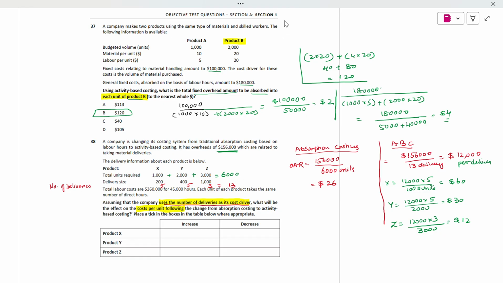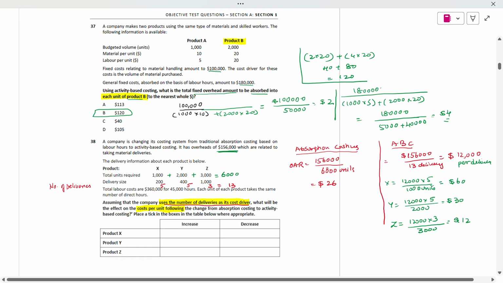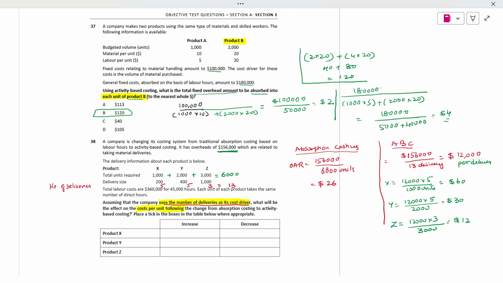12. Now, compare. X: 26 minus 60. Y: 26 minus 30. Z: 26 minus 12. It has increased by how much? Increased by 34. Increased by 4. It is decreased by 14.